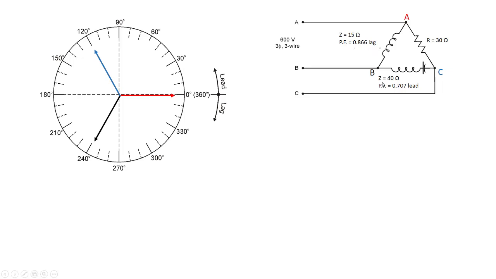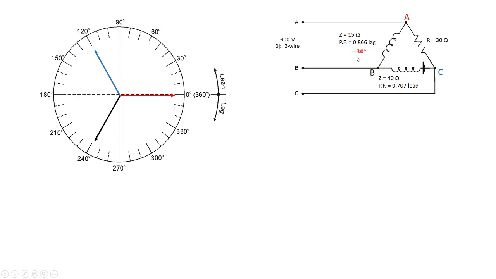factor. In B to C, we've got a coil and capacitor in series that's giving us an impedance of 40 ohms, and it ends up being at a 0.707 lead. So a power factor 0.707 lead. And then in C to A, we've got a resistor of 30 ohms. So given power factors like this, we need to convert that over first off to the angle.